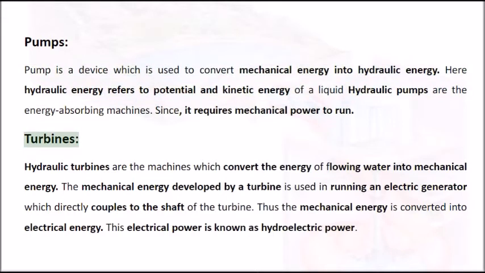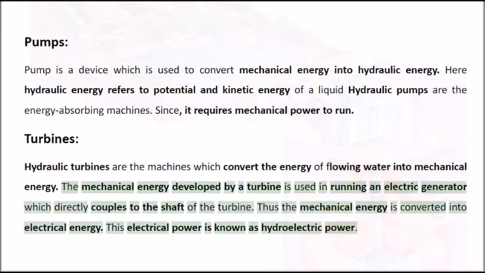Turbines. Hydraulic turbines are the machines which convert the energy of flowing water into mechanical energy. The mechanical energy developed by a turbine is used in running an electric generator which is directly coupled to the shaft of the turbine. Thus the mechanical energy is converted into electrical energy. This electrical power is known as hydroelectric power.